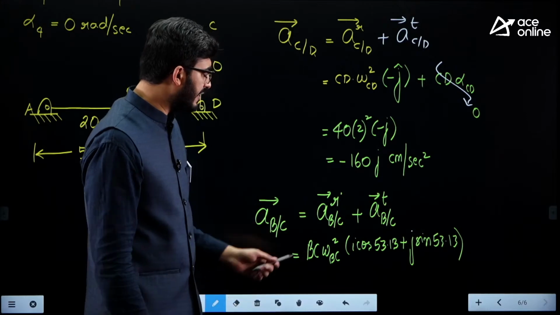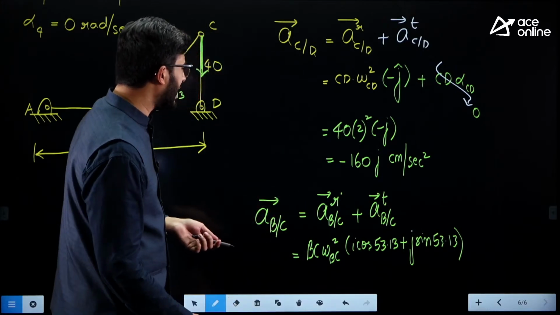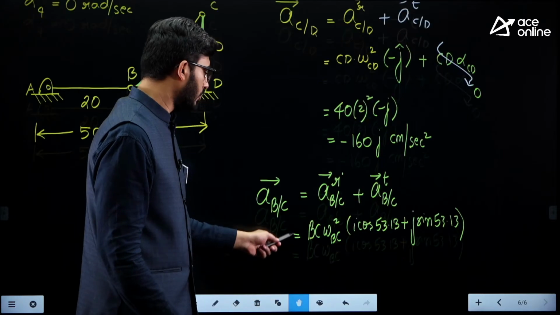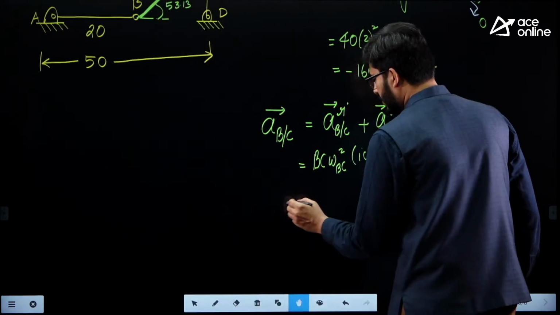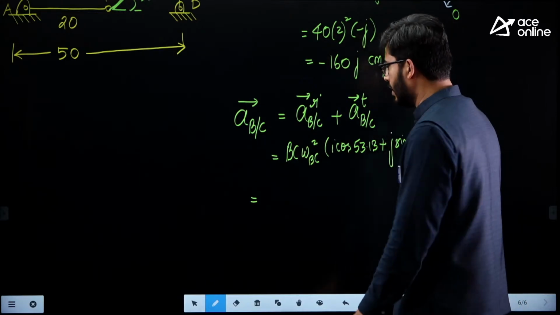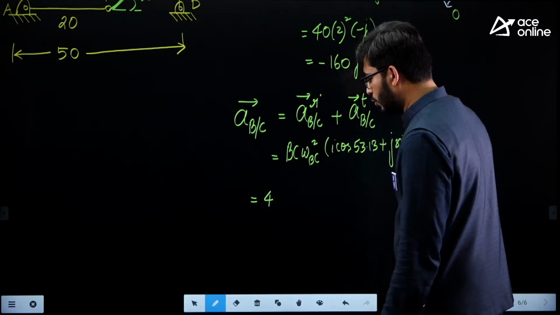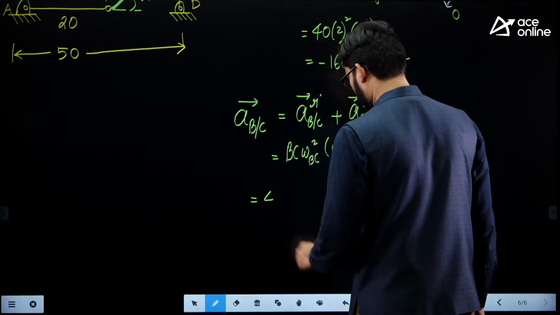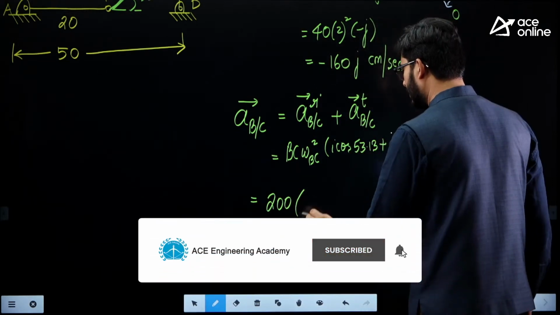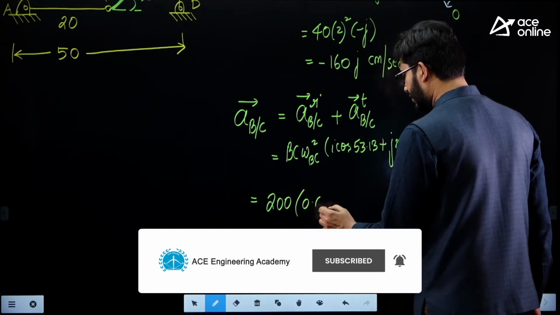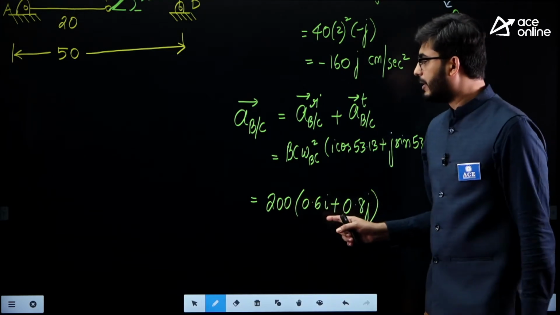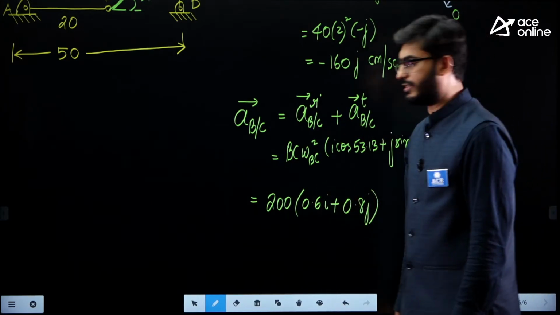Omega BC is given to us. You can substitute that. We have calculated omega BC, that is the velocity of link number 3, as 2 radians per second. BC is 50 centimeters, so 50 into 2 square is equal to 200, not 400. And this is cos 53.13, which is 0.6 times I, and this is 0.8 times J. This will be the vector corresponding to radial acceleration.